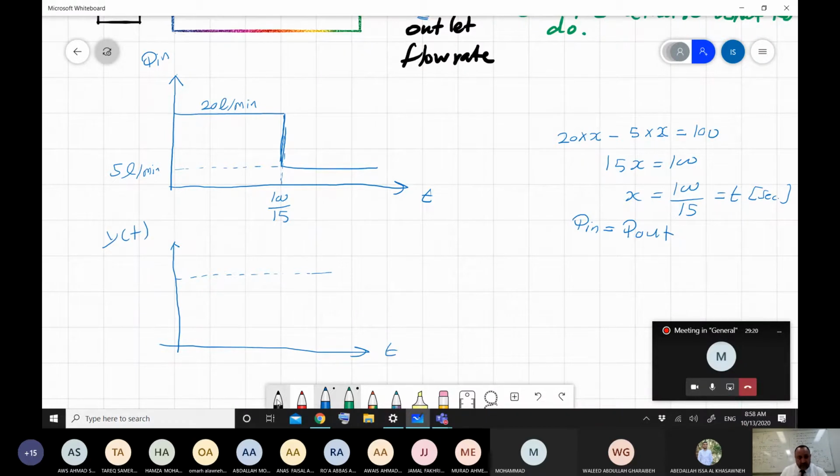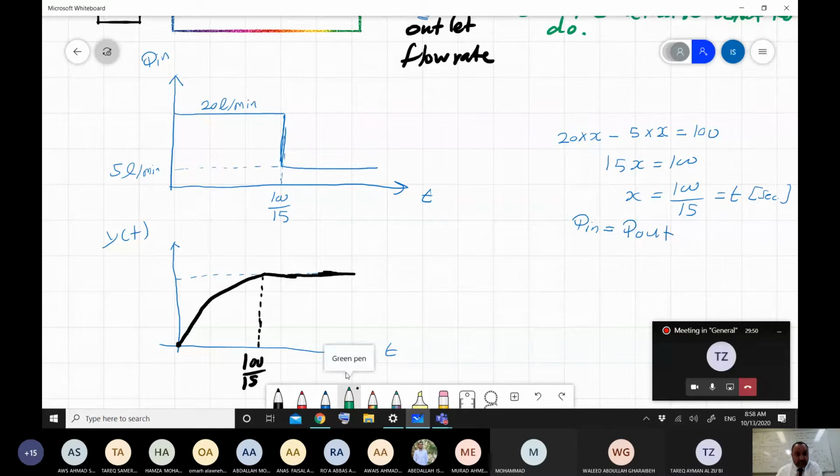So now, if I'm assuming that the tank was fully empty, then I will go from here until this point with this time, I think 100 over 15. And after that, I will maintain the desired level. Yes or no? Good. So simply this is the desired level.